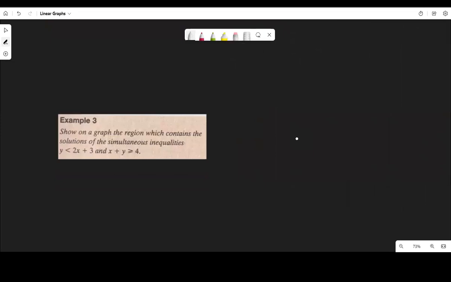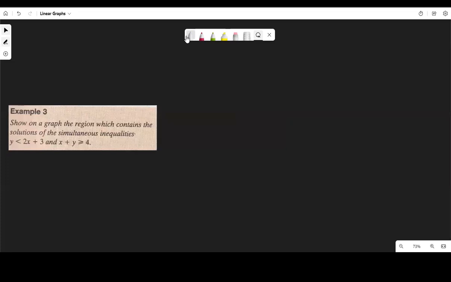And example 3, it says show on a graph the region which contains the solution of the simultaneous inequalities. How do we attempt a question like this? I have y is less than 2x plus 3, and the other one is x plus y is greater or equal to 4. Now to solve a question like this, we're going to ignore the inequality sign for the meantime and treat this as if they are equations.